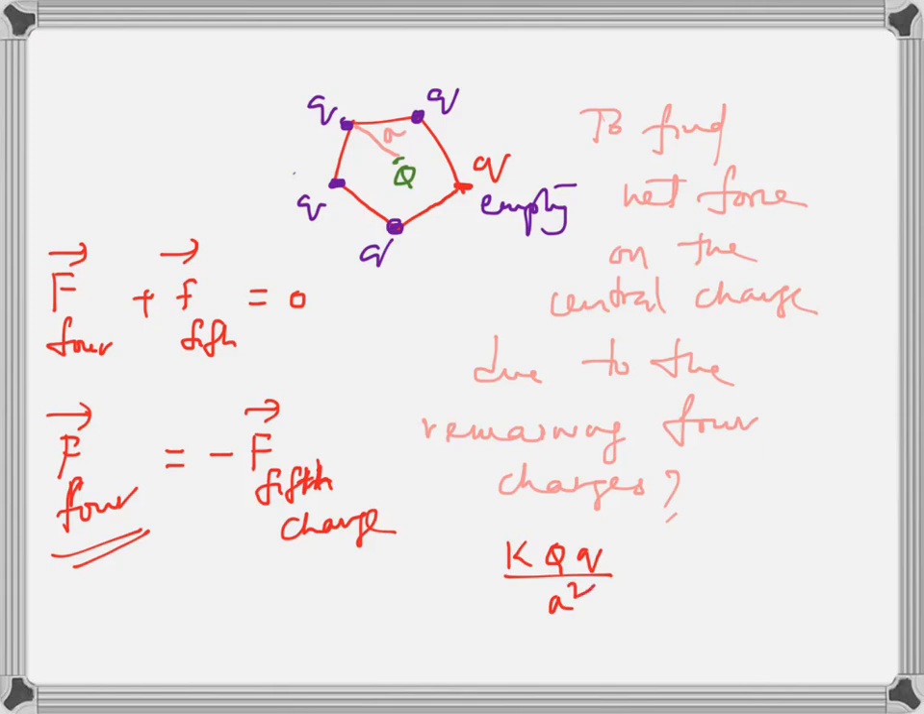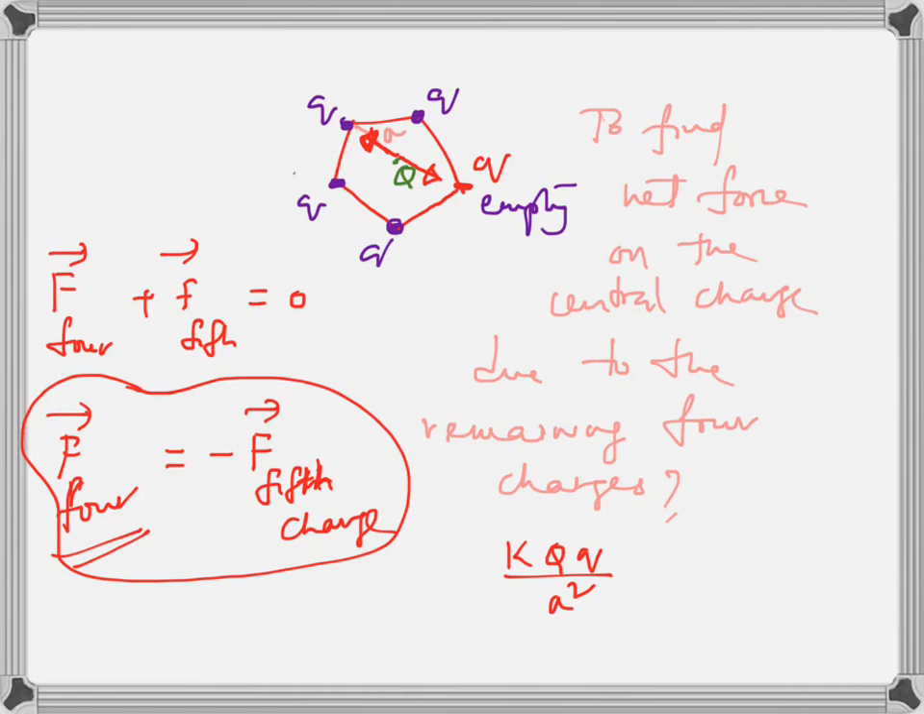The force may be attractive or repulsive depending on the signs of capital Q and small q, whatever it is. Suppose the force on capital Q is attractive, then the force due to the remaining 4 charges must be repulsive, I mean in the opposite direction. Why? From here you can see the force due to 4 charges is minus of the force due to the 5th charge. So this is one way to do the problem.